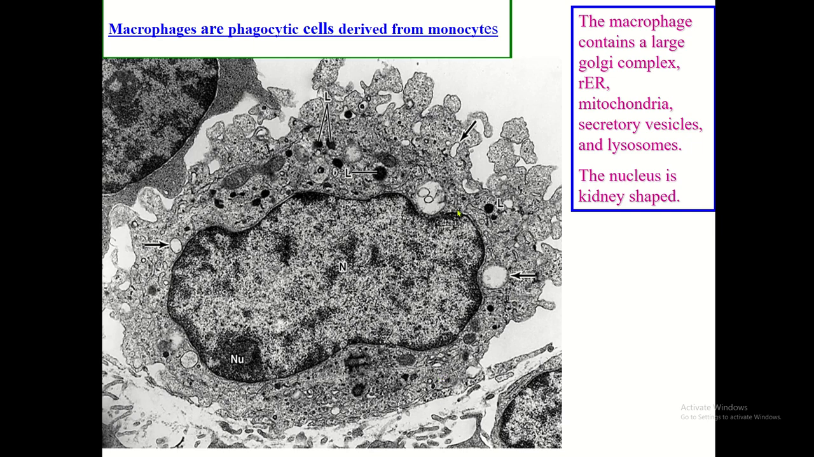This is macrophage. The nucleus is kidney shaped and its cytoplasm contains Golgi and a huge number of rough endoplasmic reticulum, mitochondria and lysosomes.